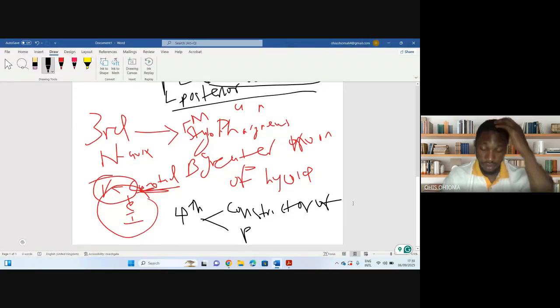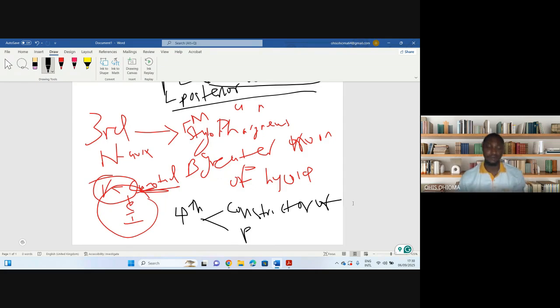Constrictors of the pharynx, right? And then the sixth pharyngeal arch gives rise to all the muscles of the larynx except the cricothyroid. So all the muscles of the larynx are produced by the sixth pharyngeal arch, apart from the cricothyroid muscles. The fourth gives rise to all the constrictors of the pharynx.